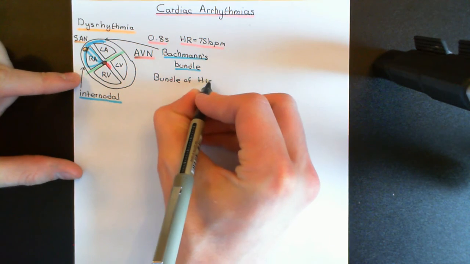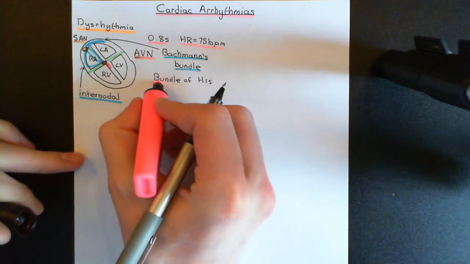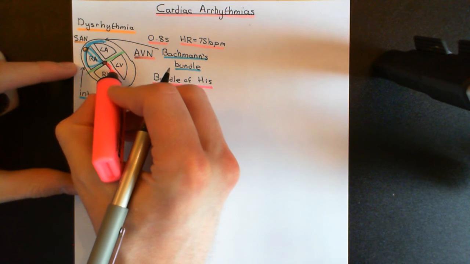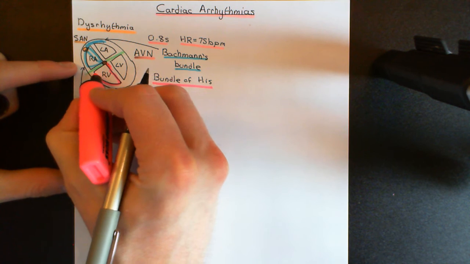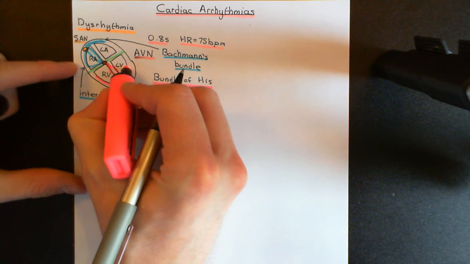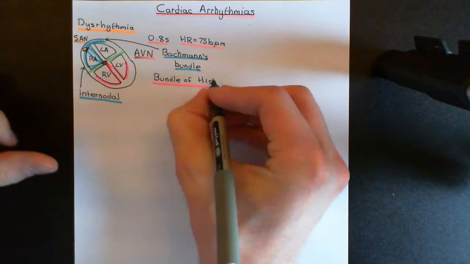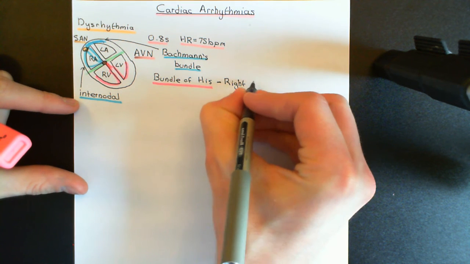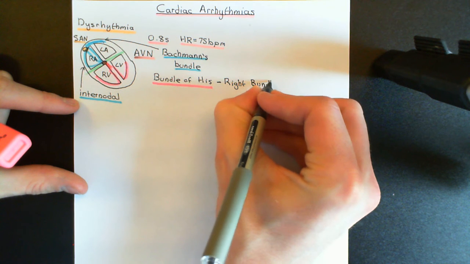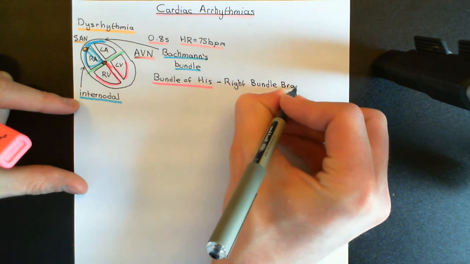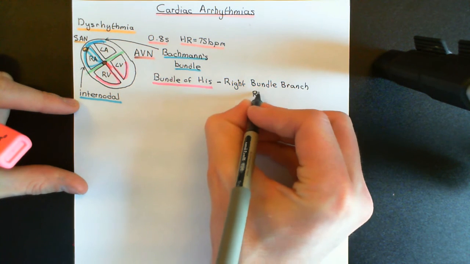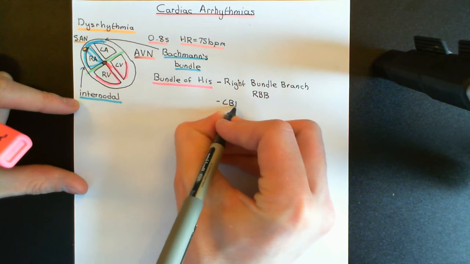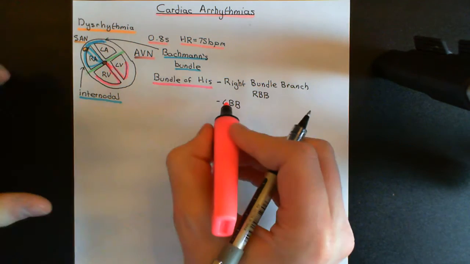Okay, so this is the bundle of His initially, and then the bundle of His very quickly splits down into two separate branches, one for the right ventricle, which will have going round like this, and then one for the left ventricle, which will have going round like this, and these are known as the left and right bundle branch. So we have the right bundle branch, which is often just abbreviated to the RBB for short. Okay, so this is the RBB, right bundle branch, and then of course we'll also have the left bundle branch, and I'll just abbreviate that to the LBB.